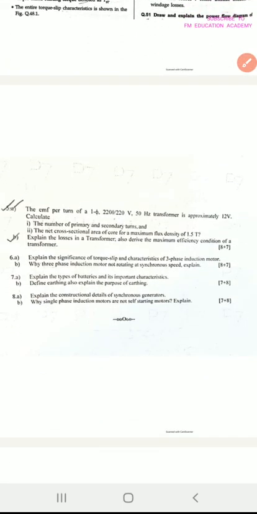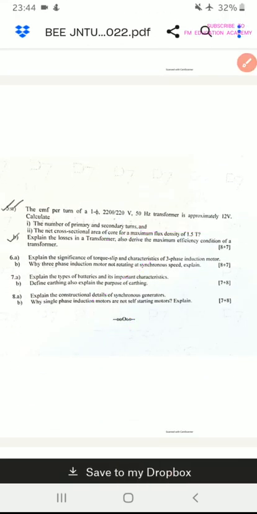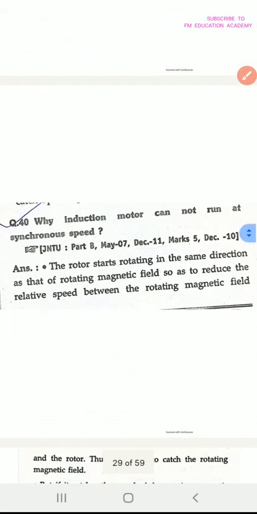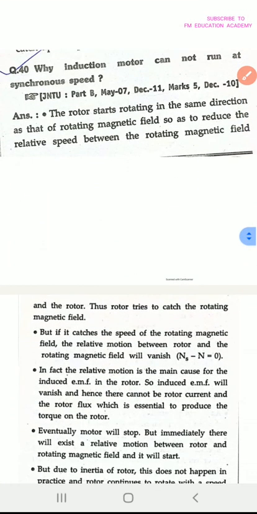Next question is the 6B question. Why does a three-phase induction motor not rotate at synchronous speed? Explain. So this is my answer.